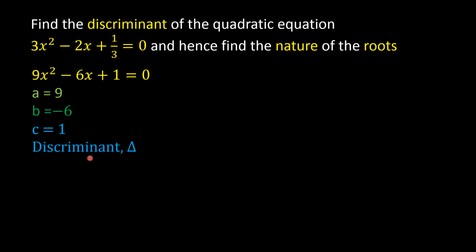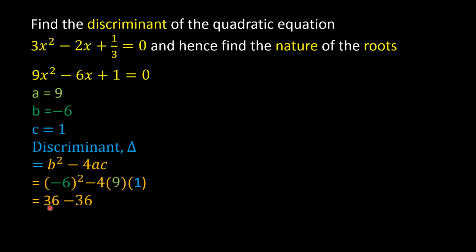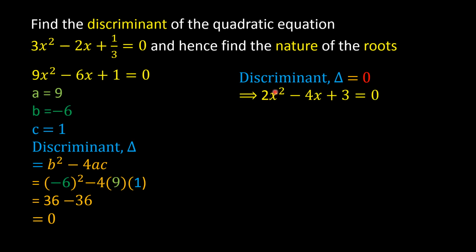Our discriminant will be b squared minus 4ac. Substituting the values, b is minus 6, a is 9, and c is 1. Minus 6 squared will be 36, minus 4 multiplied by 9 will be minus 36. So we get discriminant equals 0. Since the discriminant delta is 0, we conclude that this quadratic equation has two equal and real roots.